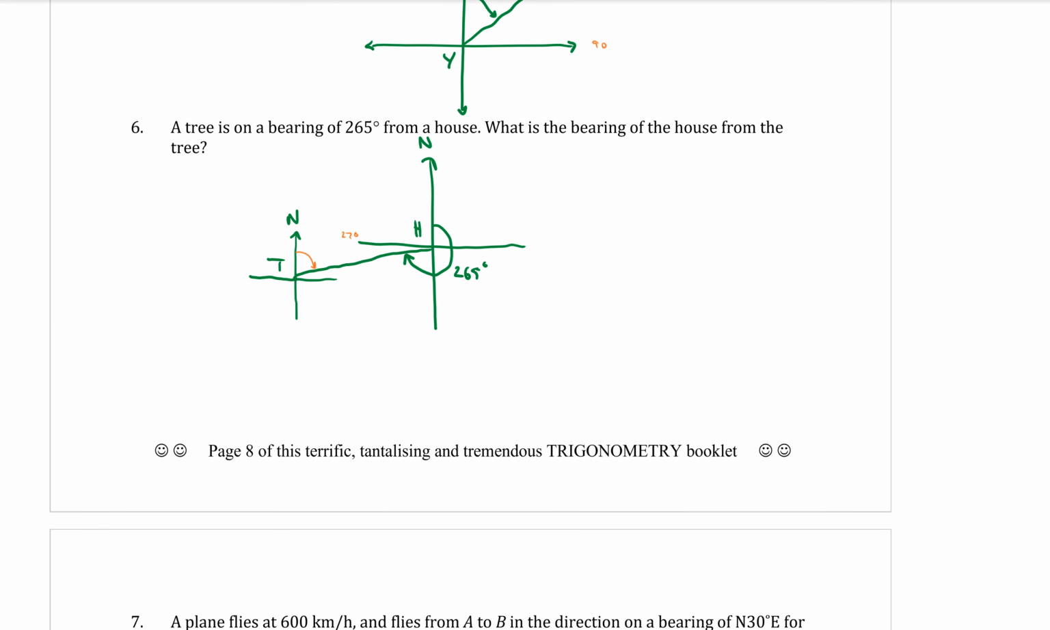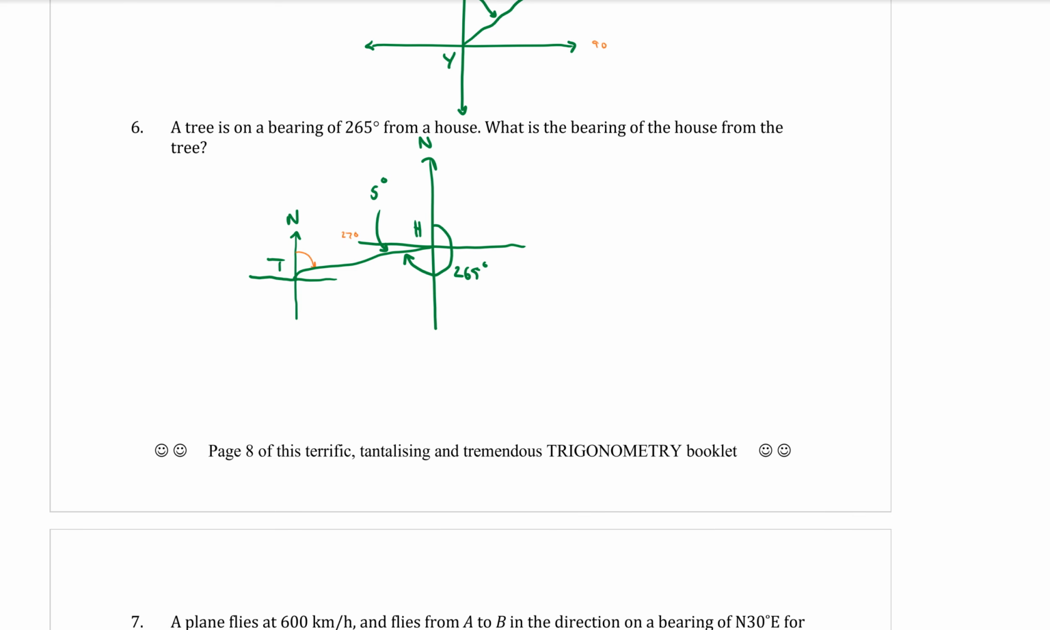The only number that I've been given in the question is that 265. I know that this tiny little angle in here needs to be 5 degrees. Maybe I need to write that. Oh, whoops, now I've drawn my line. I'll draw an arrow in there because it's too squashed. That little angle in there is 5 degrees, okay, to get to that 270.